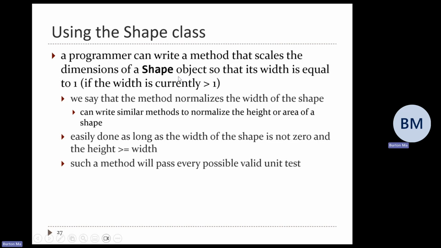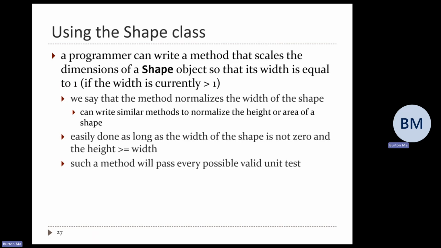Normalizing a quantity is a pretty common operation in science and engineering. Basically, when you normalize something, you want to set its value to 1. So for normalizing the width, we want to scale the size of the shape so that its width is equal to 1, as long as the width is currently greater than 1. In other words, if it's less than 1, we're not going to bother to scale it up.